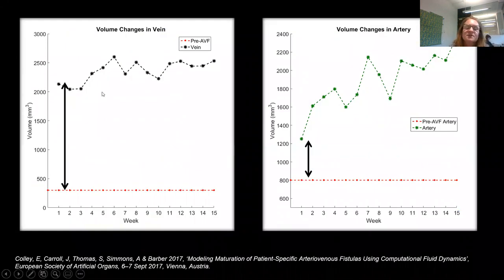We were also able to track how the fistula grew. And interestingly, we showed that the vein, the change in the size of it was almost instant, but the artery took quite a long time, and it was continually growing over time.